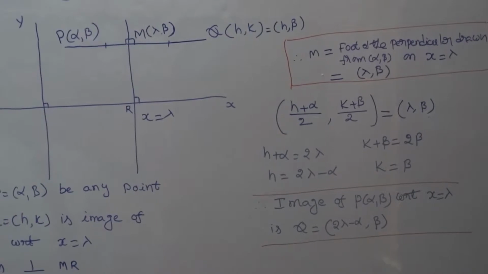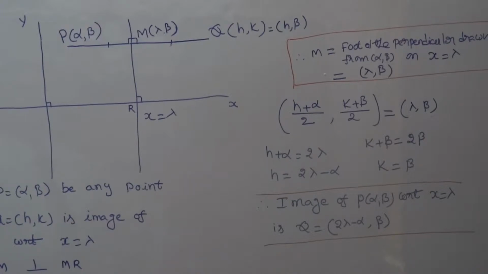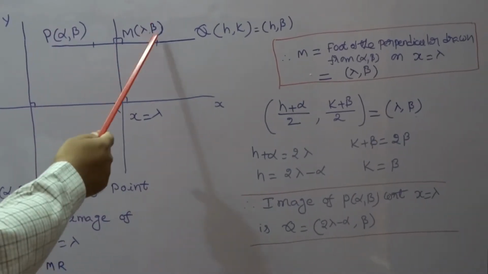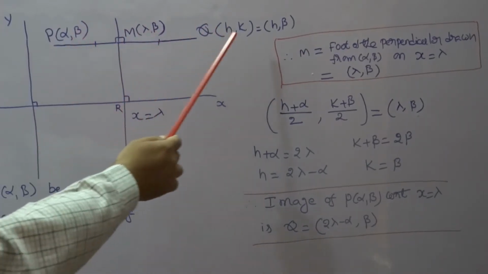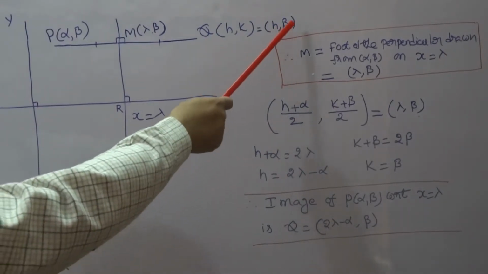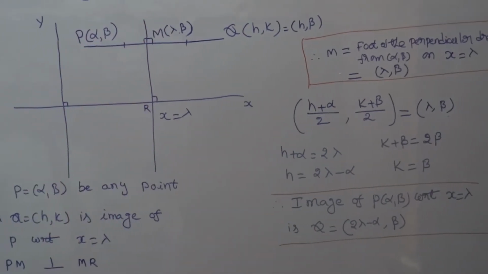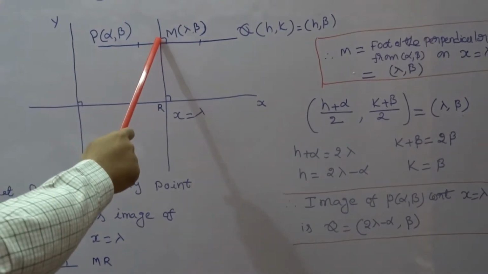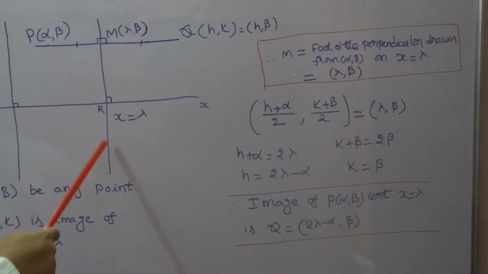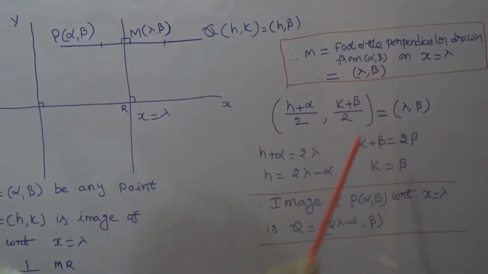And a straight line which is perpendicular to the vertical line must be a horizontal line. On a horizontal line, the y coordinate is the same. Therefore, the y coordinate of M is beta and the y coordinate of Q is also beta. So Q(h, k) is (h, beta). Since PM is perpendicular to the line x is equal to lambda, we say M is the foot of the perpendicular drawn from P on the line x is equal to lambda. Hence this point M is (lambda, beta).